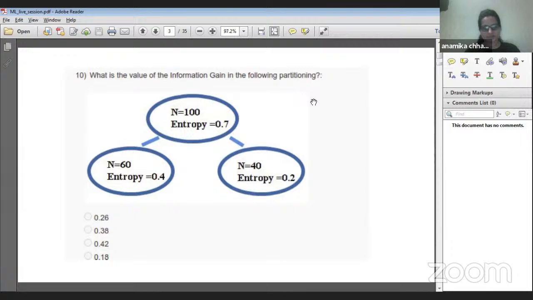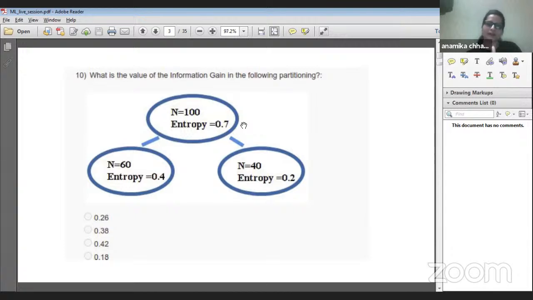Okay, so I'm going to tell you the formula and then it will be easy for you to follow. So let's read the question first. What is the value of information gain in the following partitioning? So as I said, we keep on partitioning the given data. So we have samples, okay, and we keep on dividing them. We keep on partitioning them. So initially, you see there are 100 data elements, and the entropy is 0.7. Okay, entropy, if you know, is the summation of minus p log p. So that's how we compute it. But here we don't have to compute that, it's given to us. Okay, 0.7 is given to us.